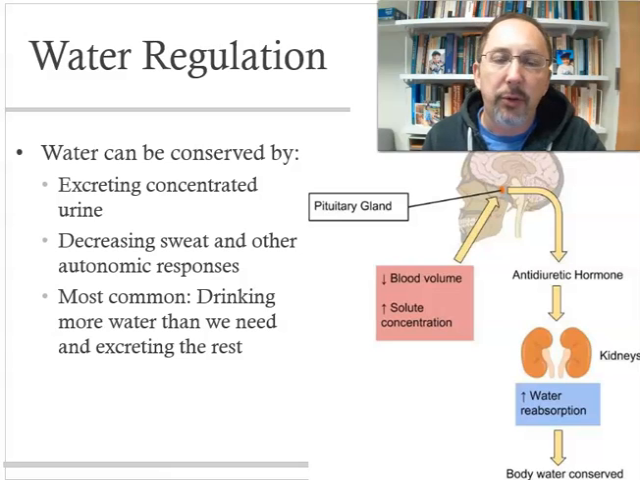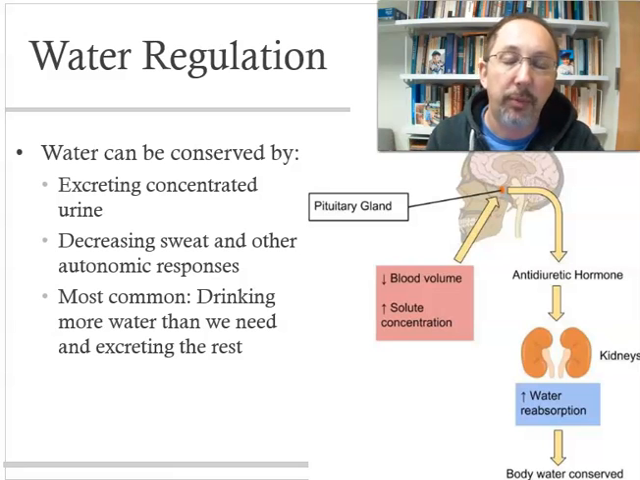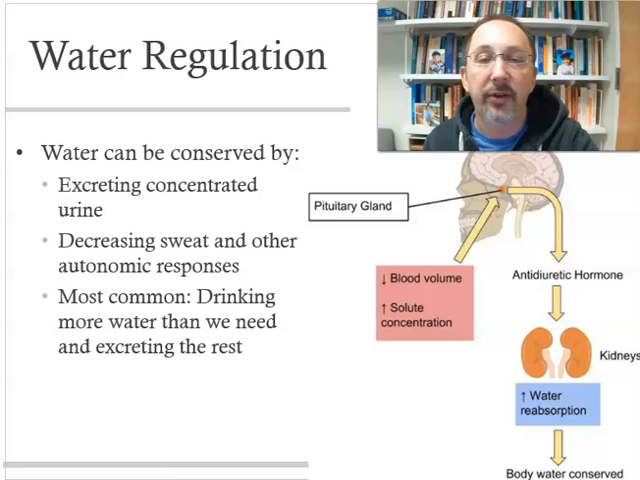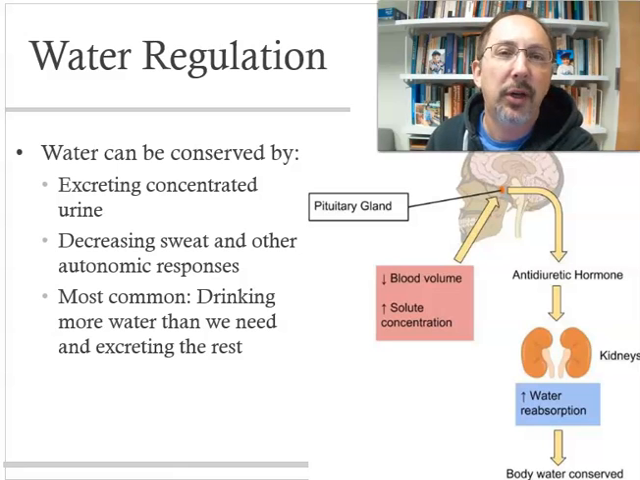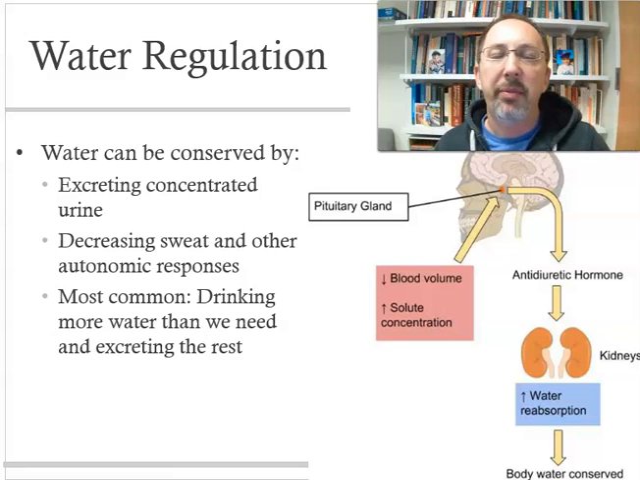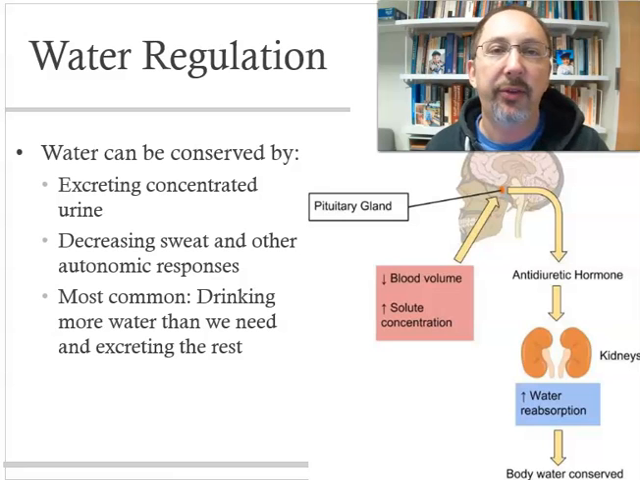Our bodies also do a good job of conserving water. If you are not drinking a lot, you can really concentrate the urine and pull some of that liquid back into the body. You can decrease sweat and other autonomic responses, but over time this can create heating, and this can cause heat stroke or even death. Maintaining your body's liquid levels is extremely important. The most common thing people do to regulate their water amounts is drinking more water than we need and excreting the rest. If we live in a place that has easy access to clean water, many people even carry a refillable water bottle with them and are able to easily maintain this level throughout the day.